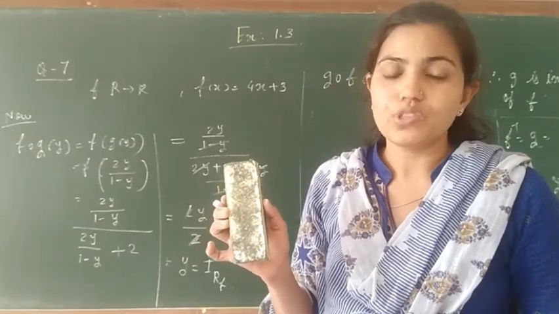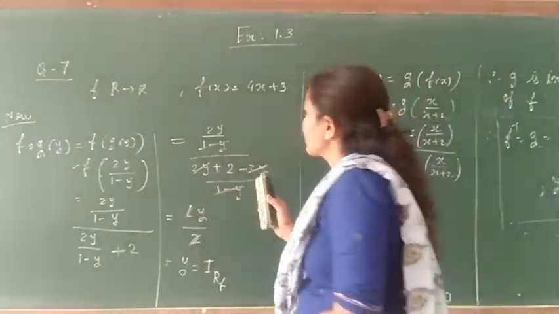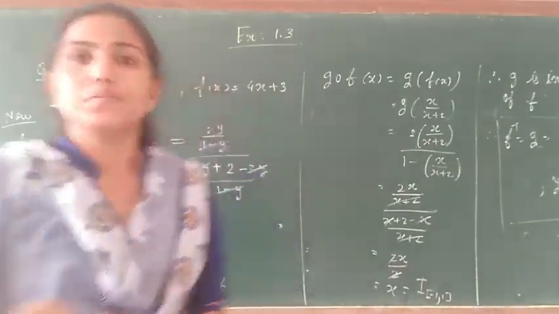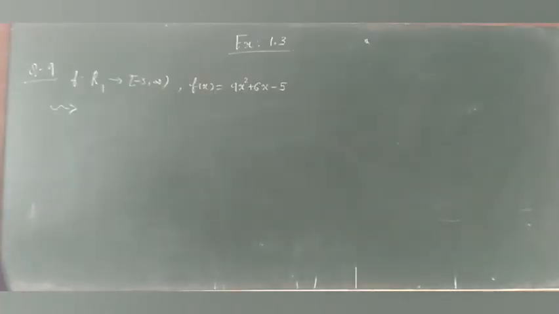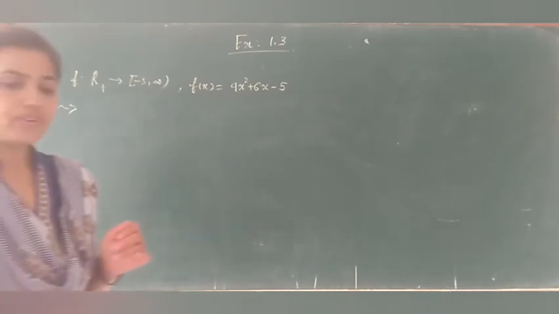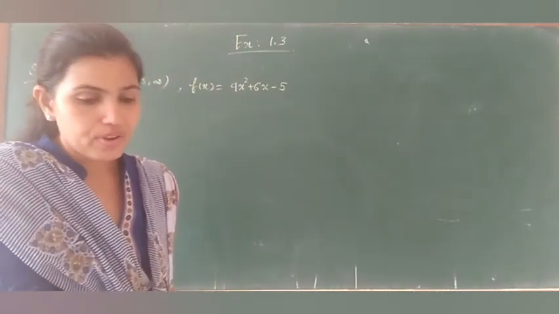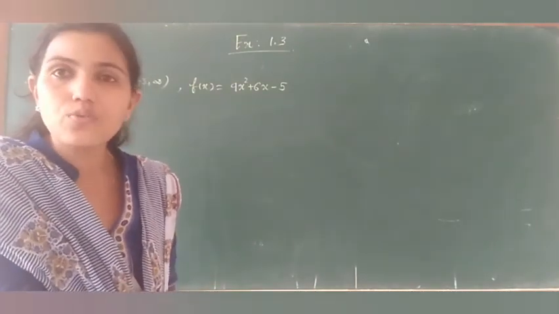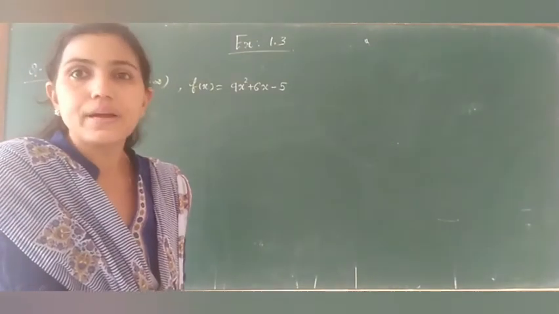Let me start with question number 8. Now students, let me see question number 9. Question number 9: the function f from R plus to [-5, infinity), closed interval minus 5 to infinity, f of x is defined as 9x square plus 6x minus 5. The question is: show that f is invertible with f inverse of y equal to under root of y plus 6, minus 1, by 3.